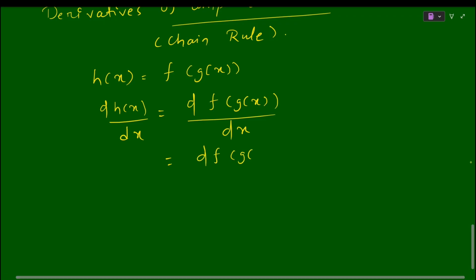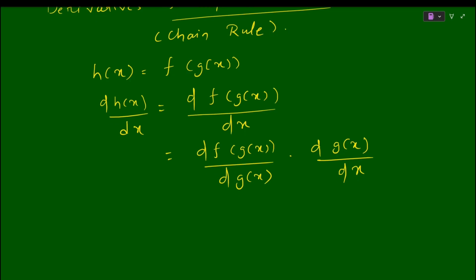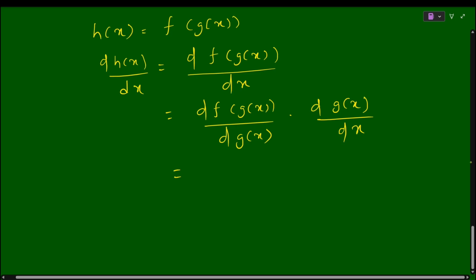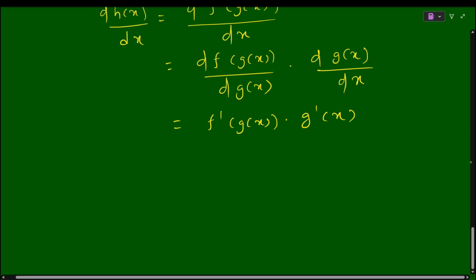First we will find the derivative of f of g of x with respect to g of x, into the derivative of g of x with respect to x. So now see what I have done. Here I have found the derivative of f with respect to g of x, then into the derivative of g of x with respect to x. What is this value again? This value will be f dash of g of x into g dash of x. So let's solve some problems.